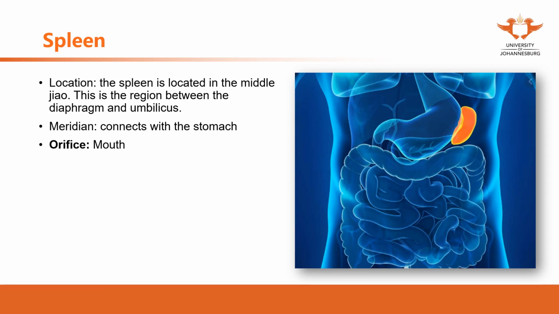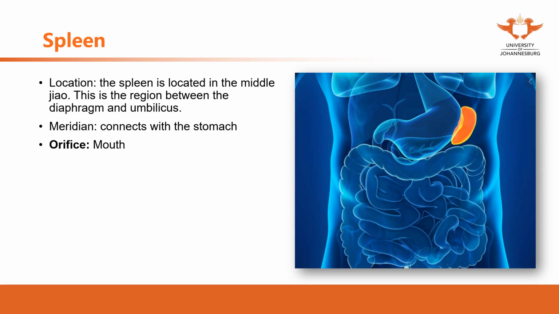We have mentioned the upper jiao and the middle jiao quite a few times, and in the next video, we are going to mention the lower jiao, the san jiao. We are going to introduce the san jiao in the six fu organs. Just in general, the middle jiao refers to the region between the diaphragm and umbilicus.